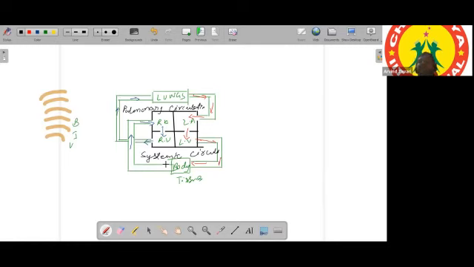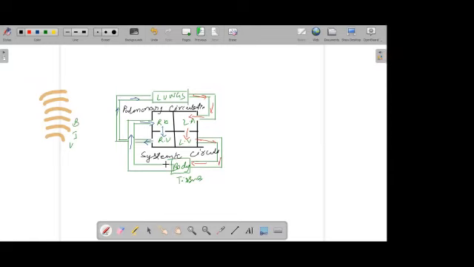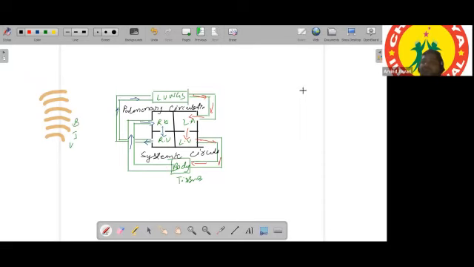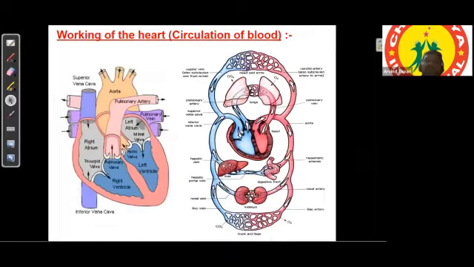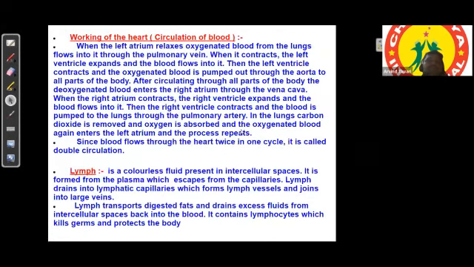Okay. So the same diagram can be explained with the help of a block structure also. But if you are good at drawing, you should be drawing the diagram. Understood this? Yes, sir. So this is the diagram for double circulation, not for the heart.